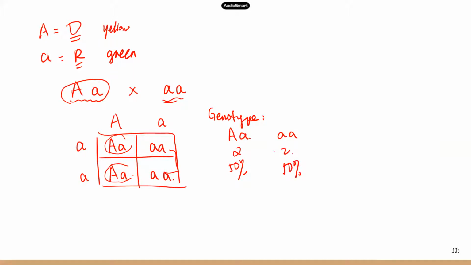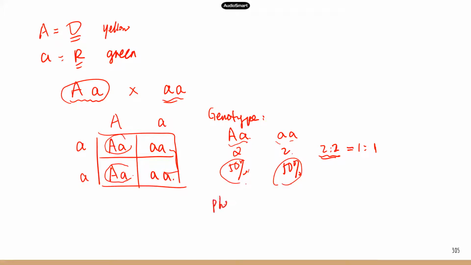Now, the ratio, when you write it out, is 2 to 2, but in science, we don't usually do 2 to 2. We will convert that to 1 to 1. So basically, the offspring have a 50% chance of being big A, little a, or a 50% chance of being little a, little a. Okay, so that's the genotypic ratio.